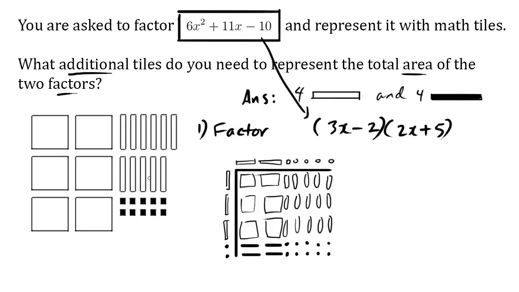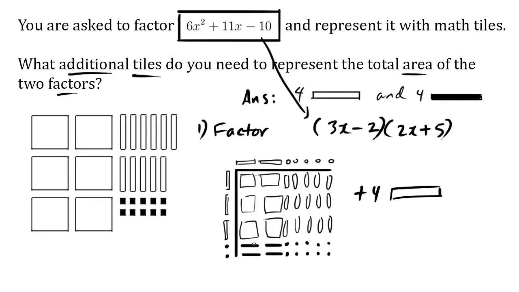However, here we have 11. This is 5 plus 6 is 11. Whereas here, 1, 2, 3, 4, 5 times 3 is 15. We went from 11 to 15, so we're going to need 4 more. We're going to need 4 more positive x tiles. These are tiles we need. We need 4 more of these.